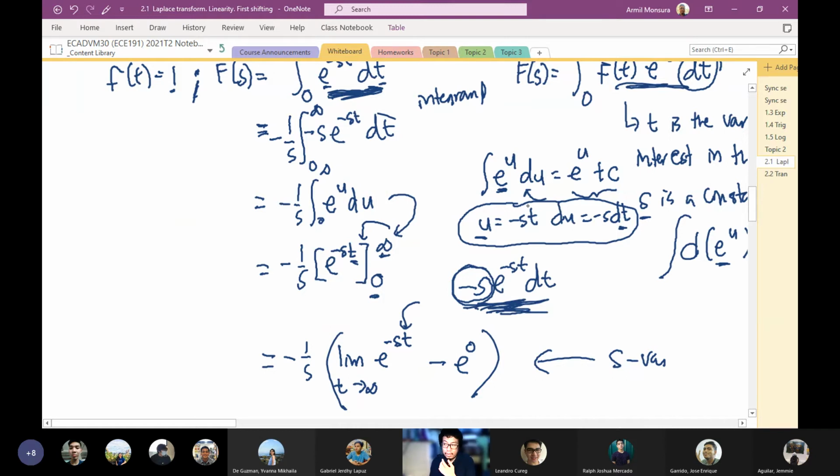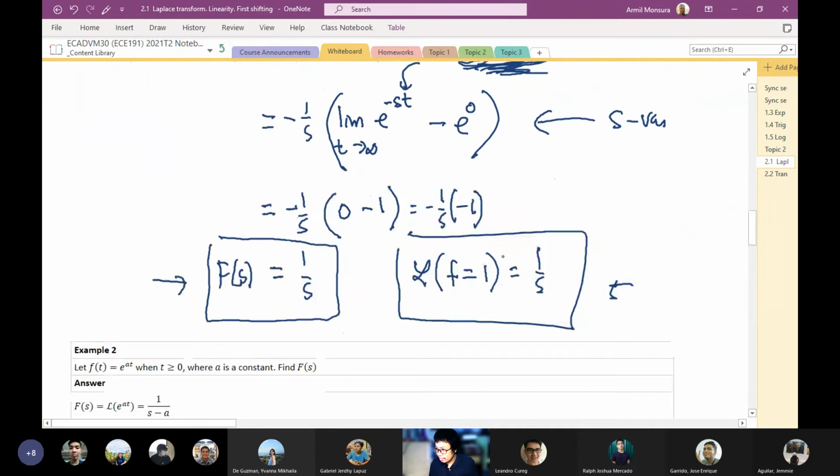These Laplace transform pairs and the properties of the Laplace transform itself can be used to generate other Laplace transforms or other Laplace transform pairs. So we will not be integrating all the time. There will be a point that we will be using a table to generate Laplace transforms for other functions. So basically, this is now one candidate for our Laplace transform pair.